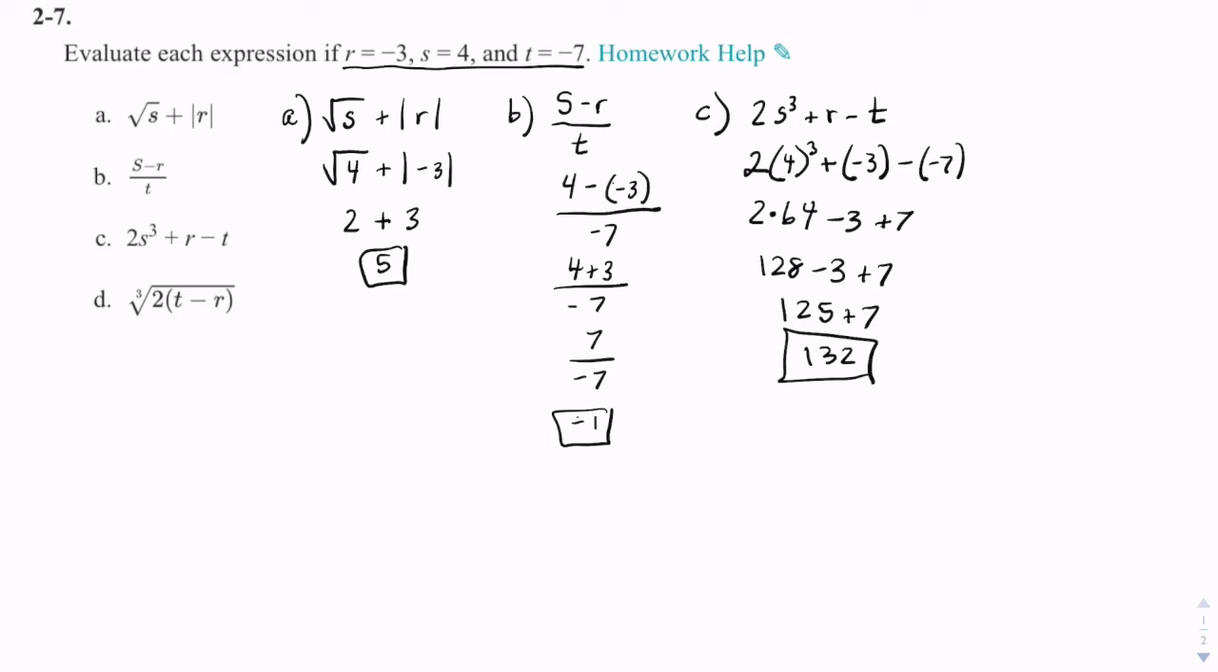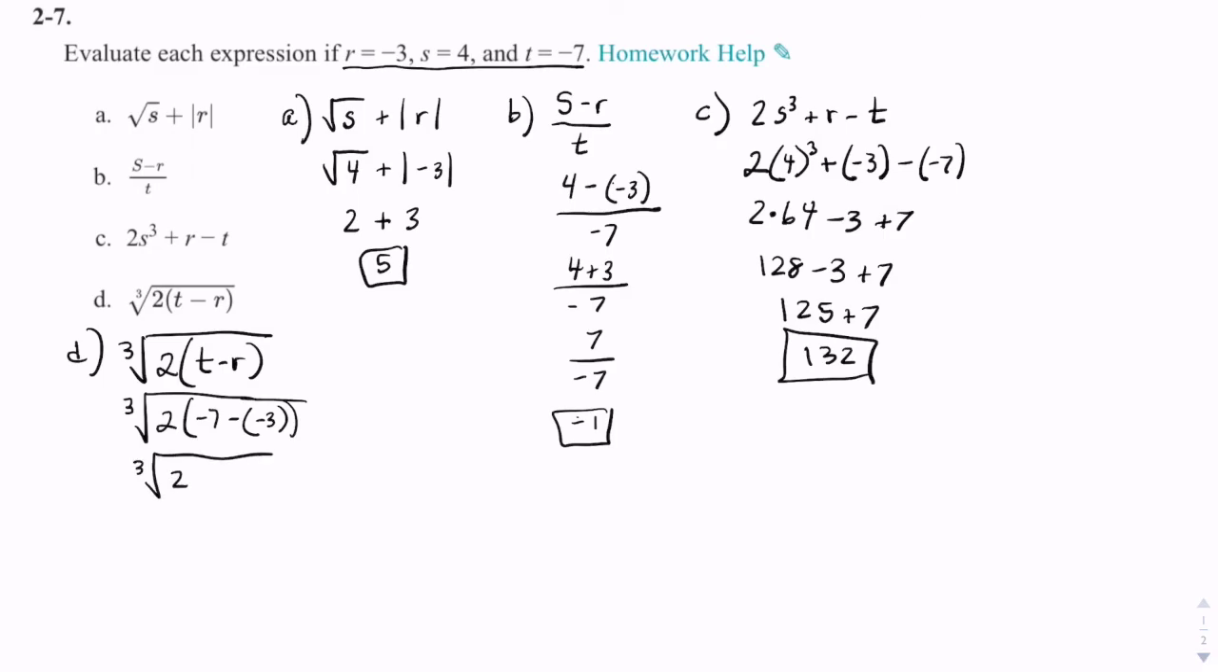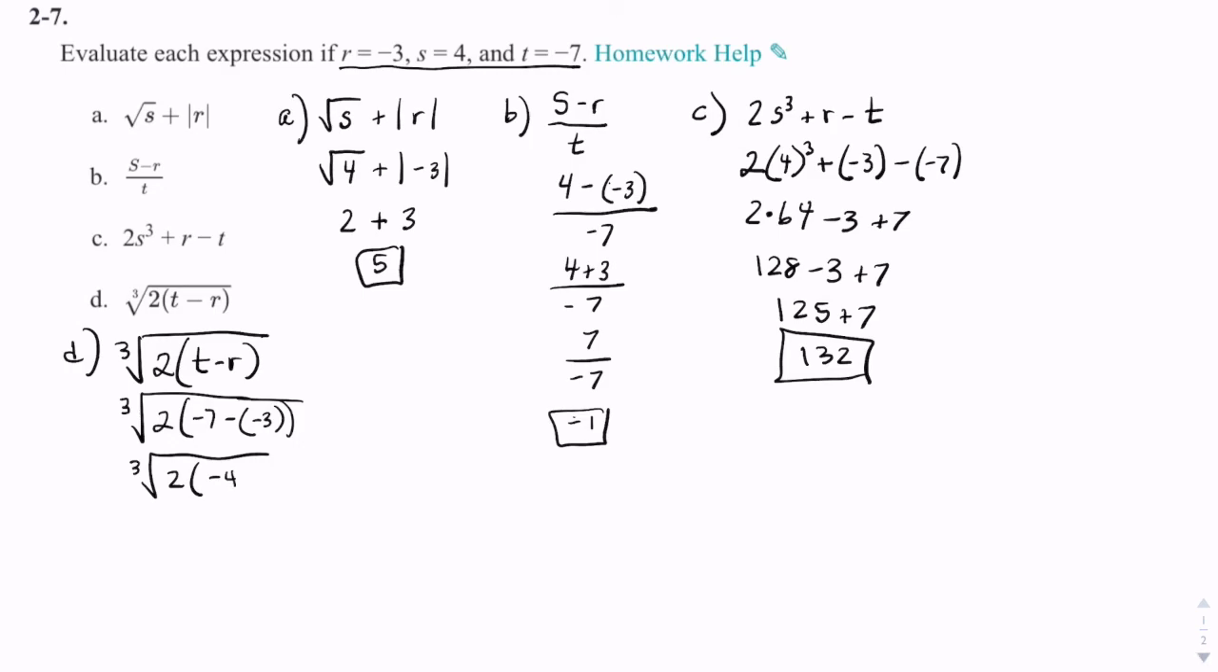And D, I'll come over here. D, we have the cubed root of 2 times t minus r. So we have the cubed root of 2 times t, which is negative 7, minus r, which is negative 3. So we have the cubed root of 2 times negative 7 minus negative 3, which is plus 3. So negative 7 plus 3 is negative 4. So we have the cubed root of negative 8. So what times itself 3 times is negative 8? That's negative 2.